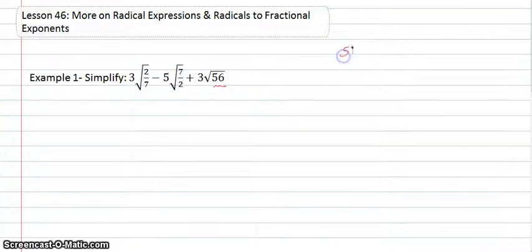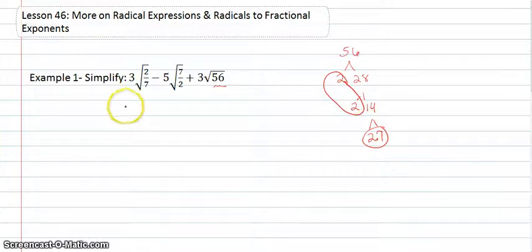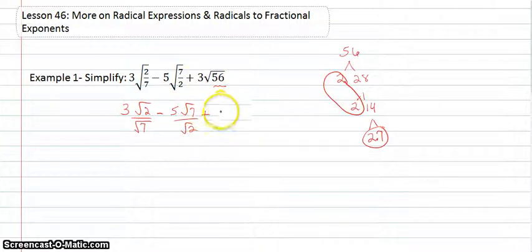I would factor 56, so I'd have, say, 2 and 28, and then 2 and 14, and then 2 and 7. And I see that I could take a 2 out, and I would have the 2 and 7 left on the inside. So let me just write this: 3 square root of 2 over the square root of 7 minus 5 square root of 7 over the square root of 2 plus, and since 3 is already out there, that would be 3 times 2 square roots of 14.